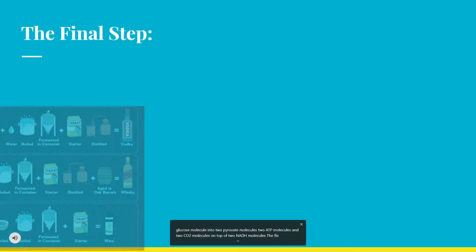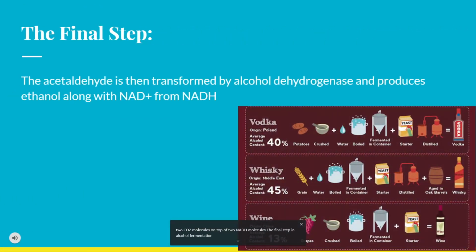In the final step in alcohol fermentation, the acetaldehyde is then transformed by alcohol dehydrogenase and produces ethanol along with NAD+, which is derived from NADH.